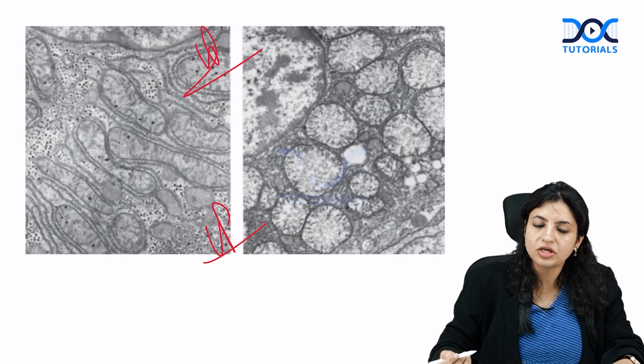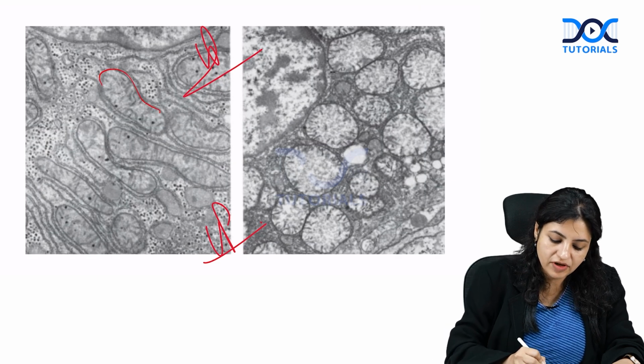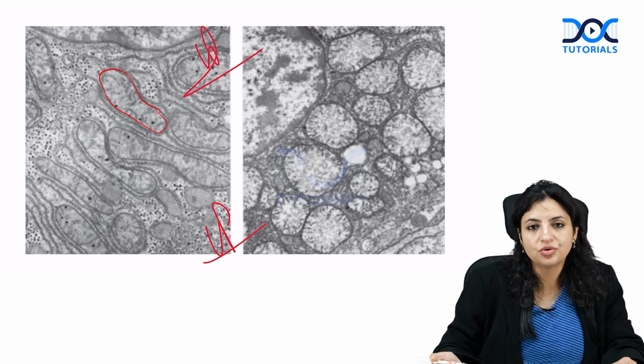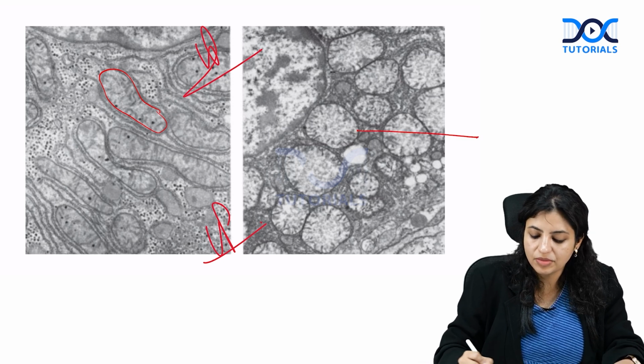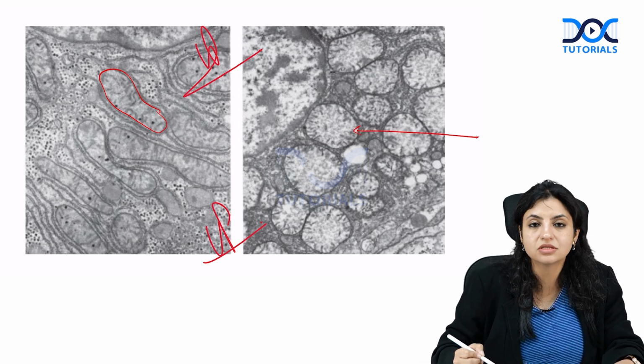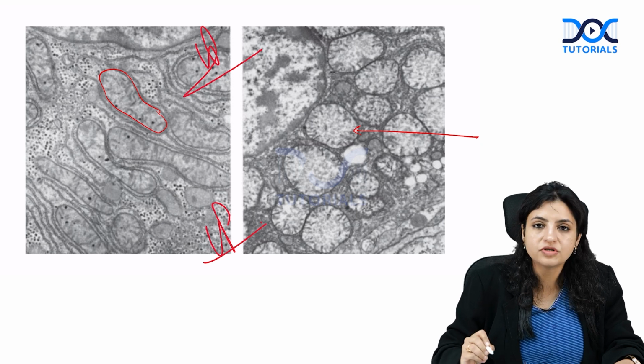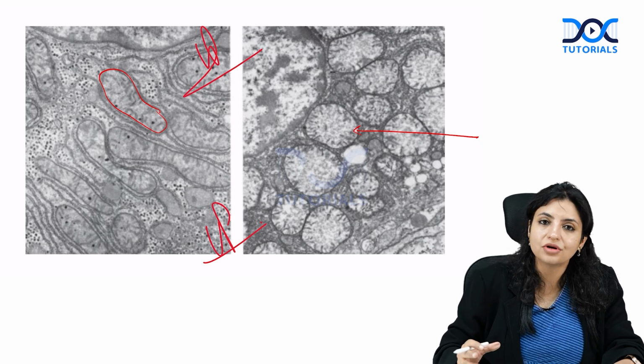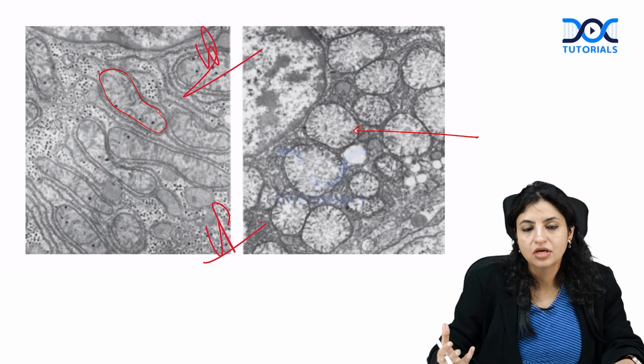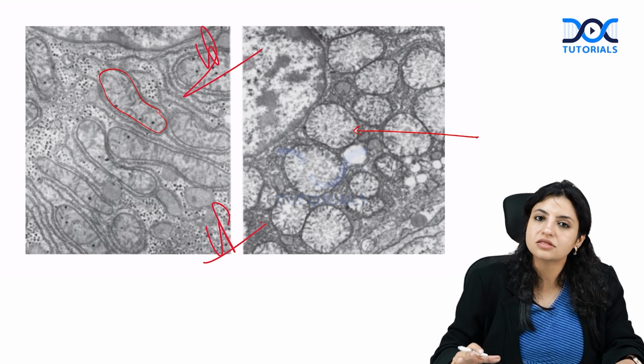The second electron microscopy that you should be clear about is this. This is how the cristae of the mitochondria typically appear. And look here, the complete mitochondrion has become like a balloon. It is distended, but there are no amorphous densities. So distension of the mitochondria is a classical feature of reversible injury. If there are large amorphous densities, then it is irreversible.